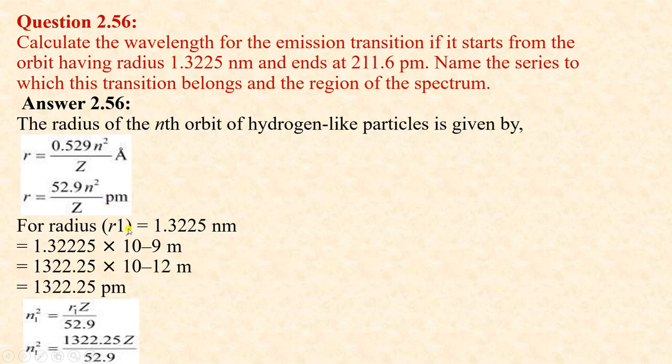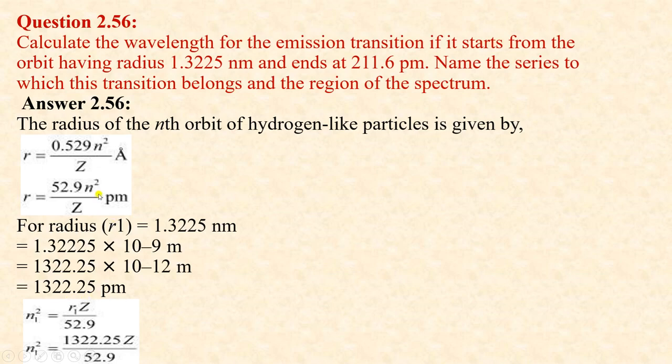Now here the value of r1 is given, that is 1.3225 nanometer. So first we will convert nanometer into picometer. First convert nanometer into meter by multiplying with 10 to the power minus 9 meter. After that we will make the power minus 12, because then it converts into picometer. So in picometer the radius will be 1322.25 picometer.